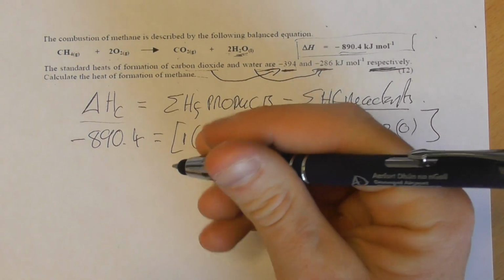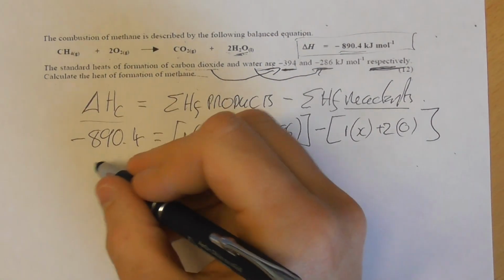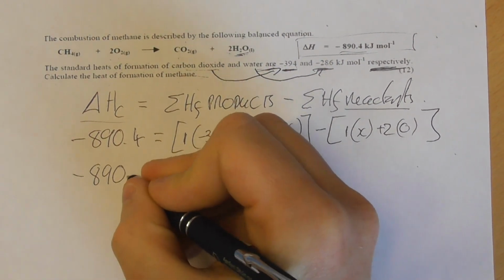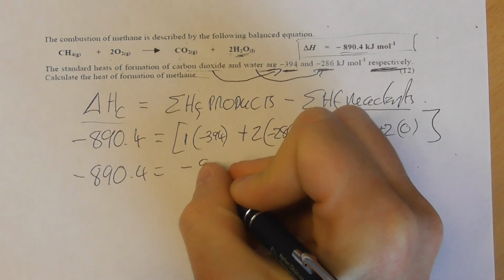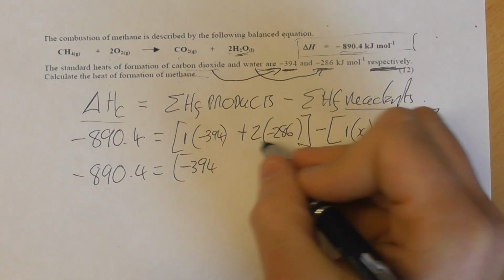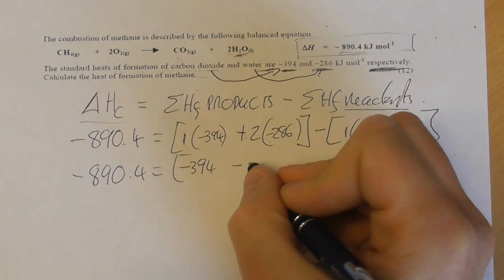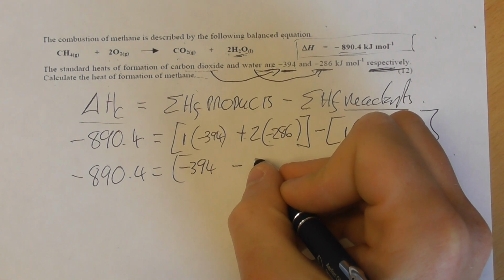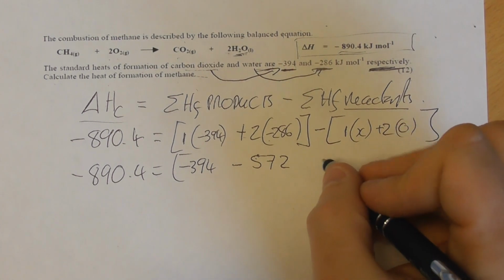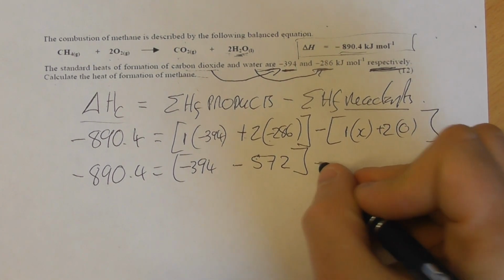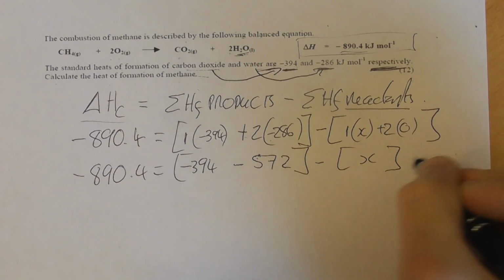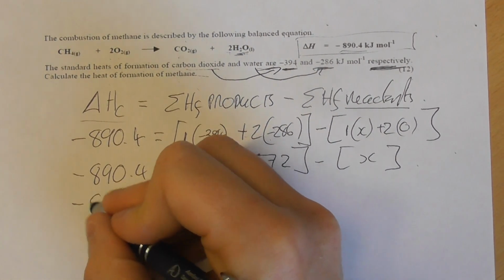And then the next part would be to tidy everything up a little bit here, minus 890.4, and then multiply that, that's minus 394, 1 times that, and then 2 times that, positive by negative is a negative, and then of course that will come out to be 572, multiplying the two of those together, and then close that bracket and subtract away. Well, 1 times X is of course X, and then 2 times 0 of course 0.